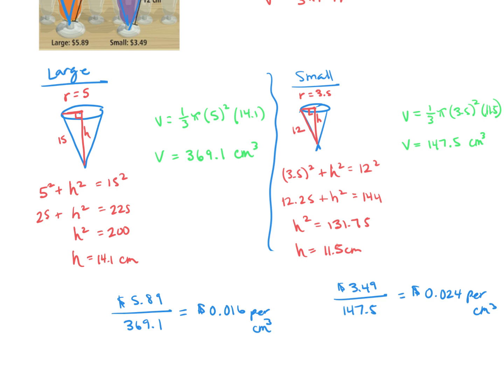All right, so the question we're being asked is, which size is a better deal? Well, if you just look at the price per cubic centimeter, this one's cheaper. This is just 0.016, where this one is almost twice as expensive as this one, 0.024. So the large size costs less per cubic centimeter, so the large size is the better deal. So large smoothie equals better deal.